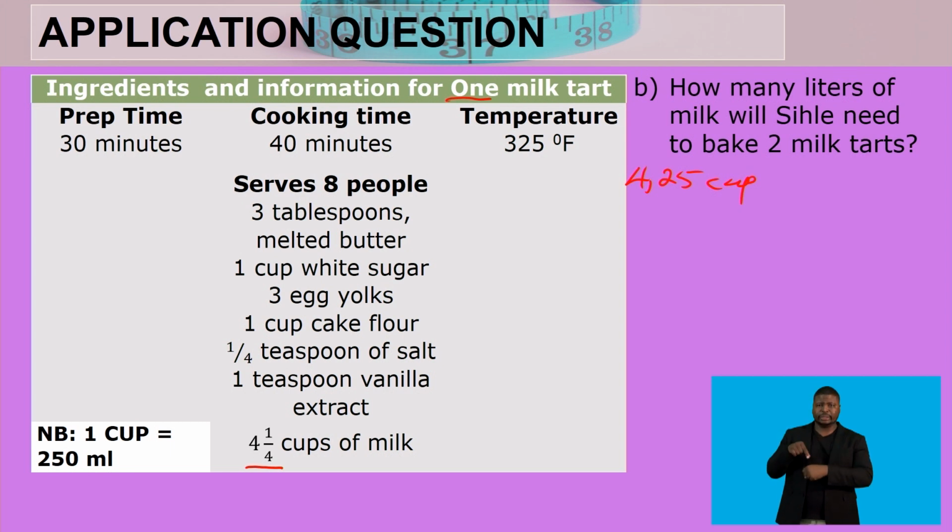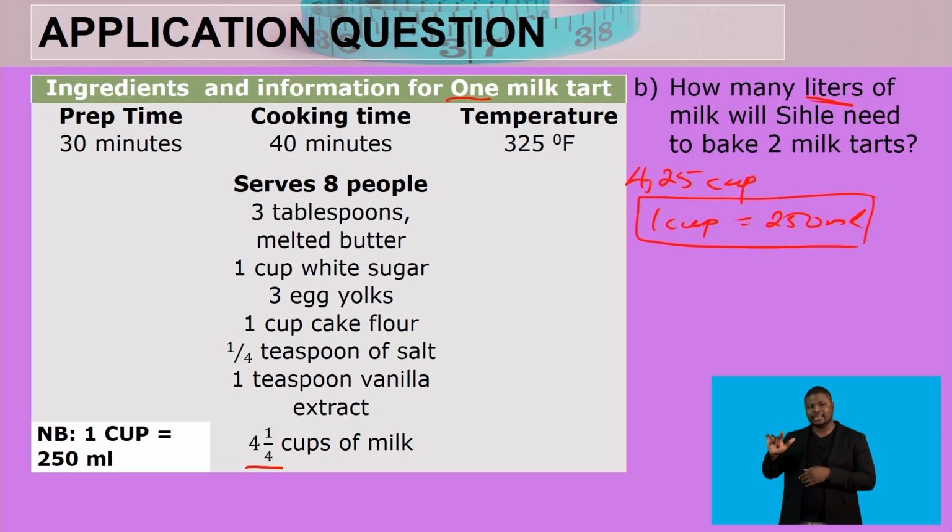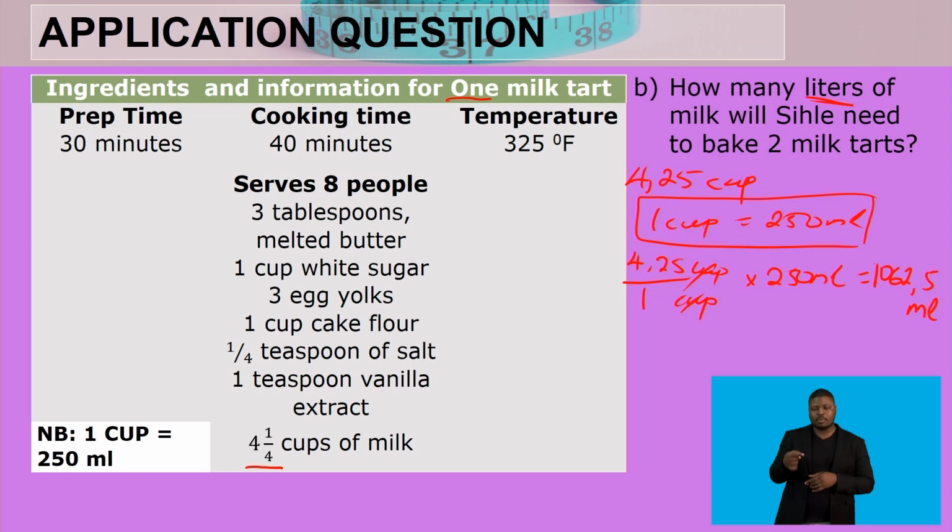Then how many liters? This is requiring us in liters. We have the conversion factor that 1 cup is equal to 250 milliliters. So we have to convert to milliliters first before we can convert to liters. So we'll say 4.25 divided by 1, it's cup and cup. So that cup and cup can cancel and give us 1 multiplied by 250 milliliters. So what is 4.25 divided by 1? It's 4.25. Then you multiply it by 250. What do we get? We get 1,062.5 milliliters.